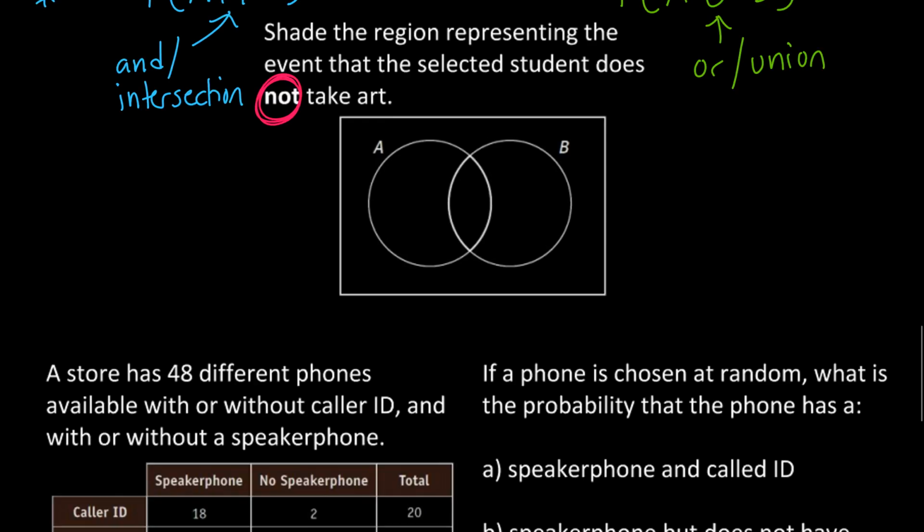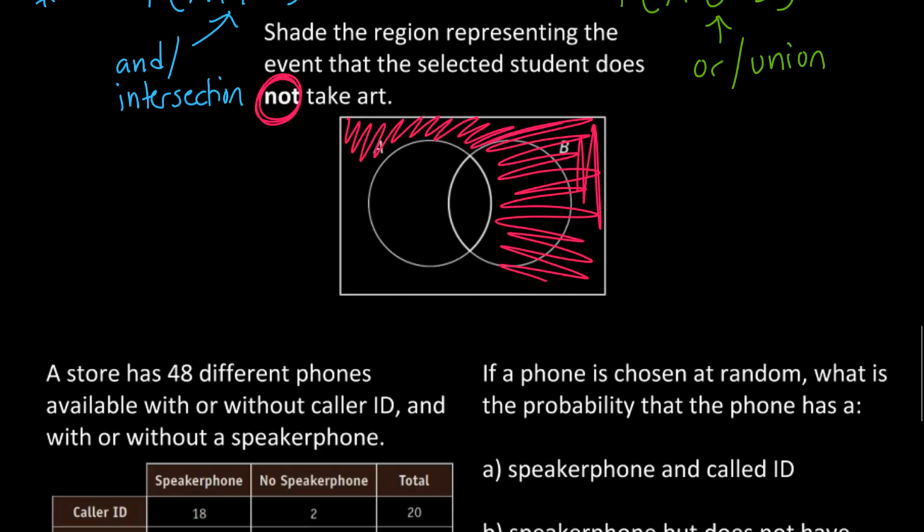So do these students not take art? They don't. So when we're thinking about not art, we not only need to include this crescent shape of B, we also need to include the surrounding area. Literally, it's everything except circle A. What about the middle? The middle is still part of circle A, so I can't shade that. Because those students do still take art.